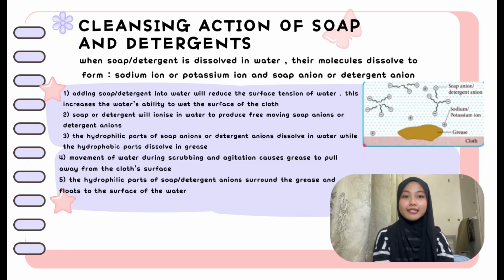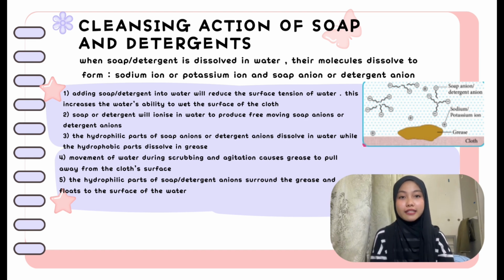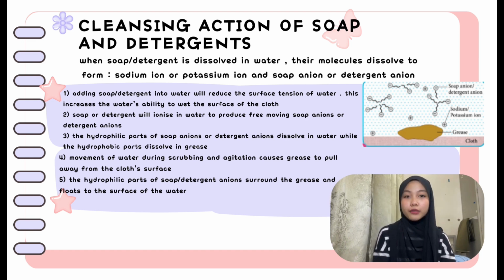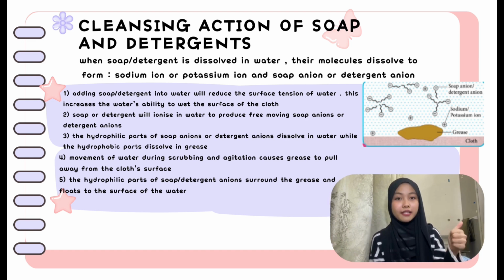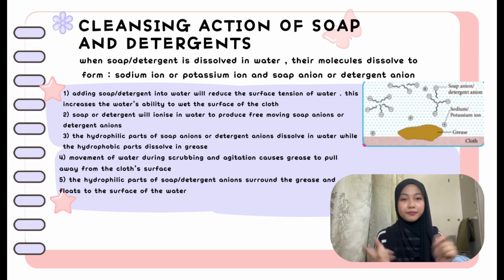What about the cleansing action of soap and detergent? When soap or detergent is dissolved in water, their molecules dissolve to form sodium ion or potassium ion and soap anion or detergent anion. First, adding soap or detergent into the water will reduce the surface tension of the water. This increases the water's ability to wet the surface of the clothes.